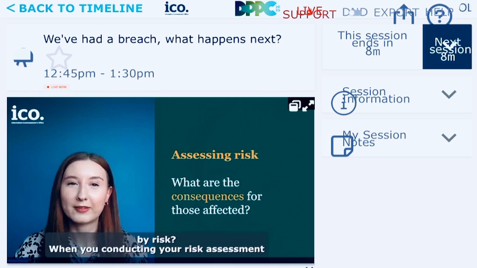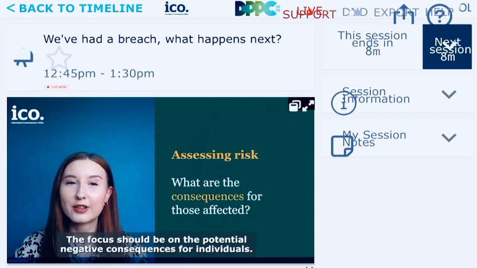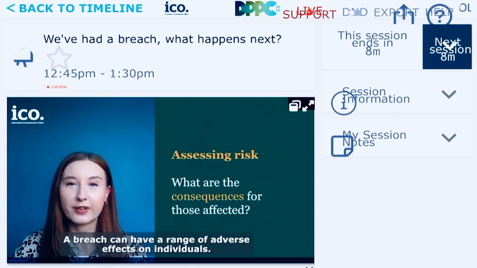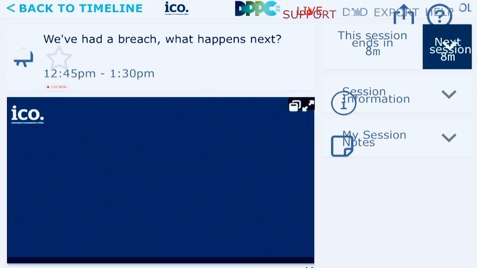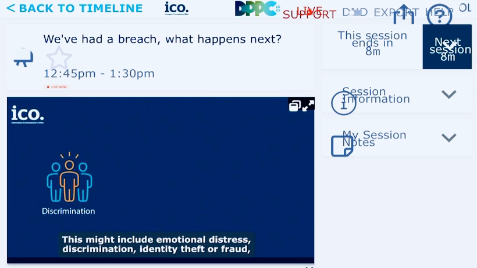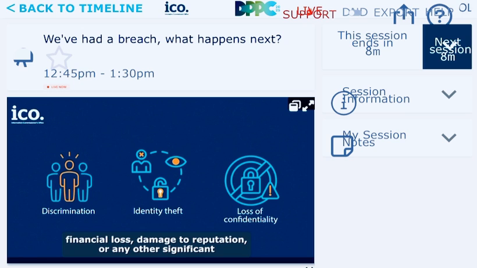So, what do we mean by risk? When you're conducting your risk assessment, the focus should be on the potential negative consequences for individuals. A breach can have a range of adverse effects on individuals. This might include emotional distress, discrimination, identity theft or fraud, financial loss, damage to reputation, or any other significant emotional or social disadvantage to the person concerned.